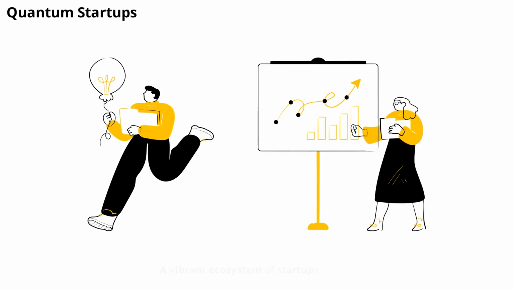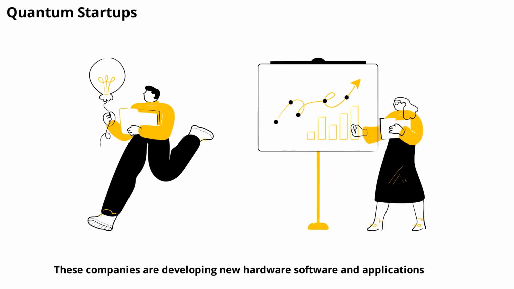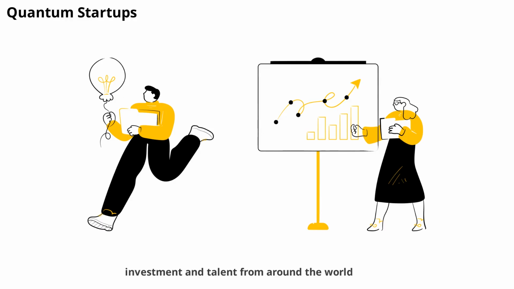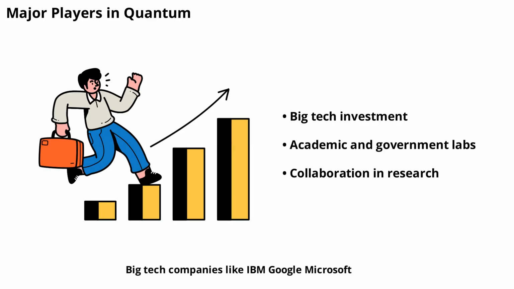A vibrant ecosystem of startups is driving innovation in quantum computing. These companies are developing new hardware, software, and applications, pushing the boundaries of what's possible. The quantum startup scene is attracting investment and talent from around the world. Big tech companies like IBM, Google, Microsoft, and Intel are investing heavily in quantum computing research. Their efforts are complemented by academic institutions and government labs, all working together to advance the field. Collaboration is key to overcoming the technical challenges ahead.